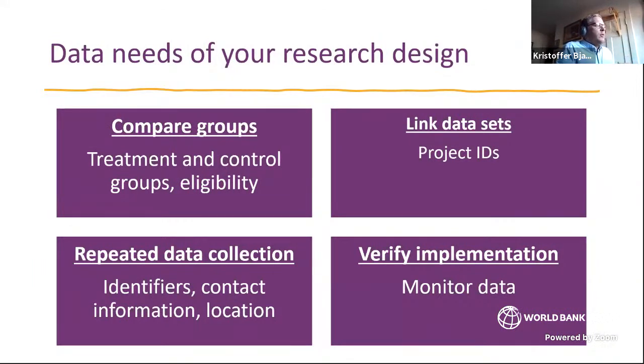On the polls on the following slides, use these four categories when you think about which research variables are needed in the examples that I'm about to give. First, to compare groups, usually we compare groups in order to see what the difference is, and then we can induce something from that. So we need treatment and control or eligibility. Second, we need to link data sets across different sources, and we need project IDs for that. Third, repeated data collections: if you're going to collect data multiple times, we need identifiers, contact information, and location. And fourth, if the treatment is something where we don't know if people will actually take up what's offered to them, we also need some monitoring data.